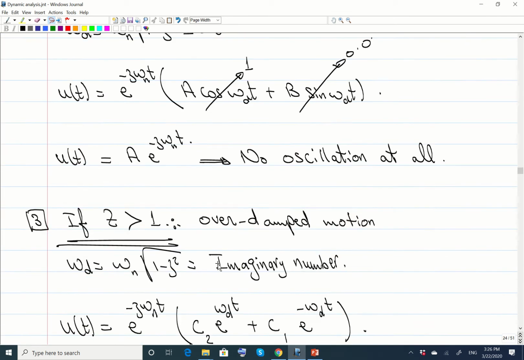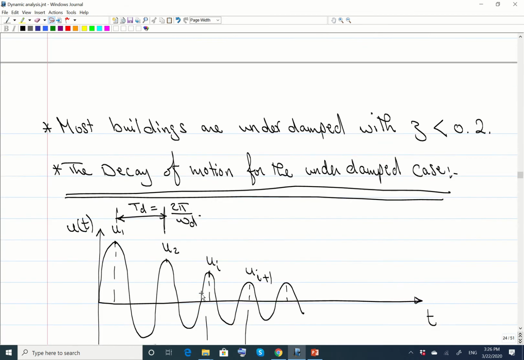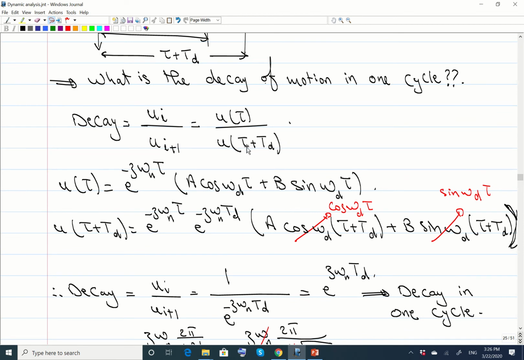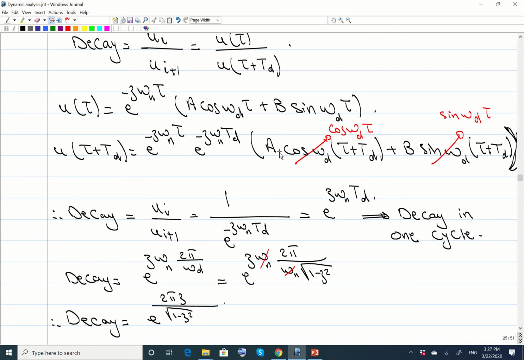So that's what we're doing over here. I want to find u at time tau and u at time tau plus T d. So for u at time tau, just put tau instead of the time, and for u at tau plus T d, instead of tau, I'm putting tau plus T d. E to the power a plus b is e to the power a multiplied by e to the power b. So it's going to be the multiplication of the two terms. And then here, cosine omega d, tau plus T d.